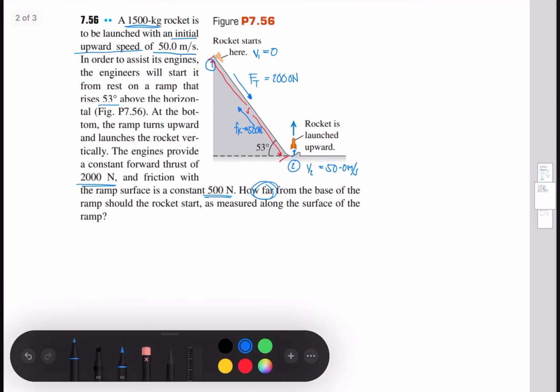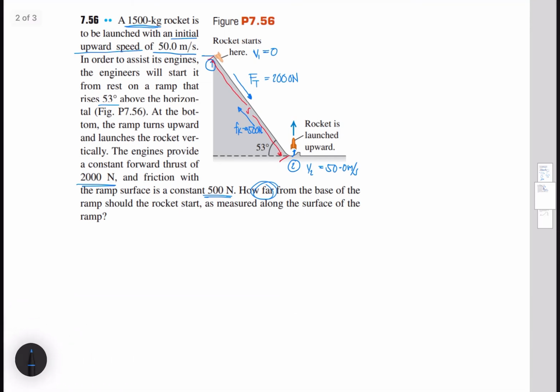Now, if we are going to analyze further, the rocket is launched at a certain height, so let's say that is y sub 1. Y sub 1 has a value. And then here at point 2, it's on the ground, so we can say that y sub 2 is already at 0, because it's already on the ground. That is our given. Now, let's apply conservation of mechanical energy.